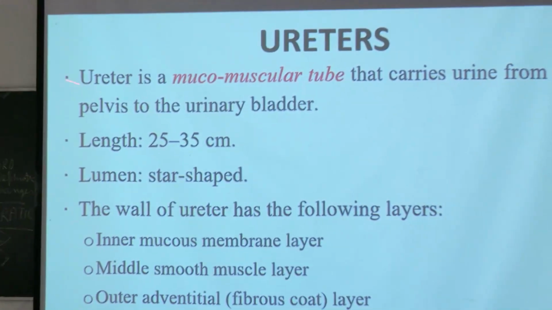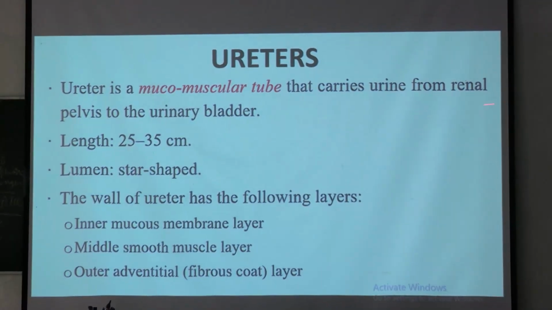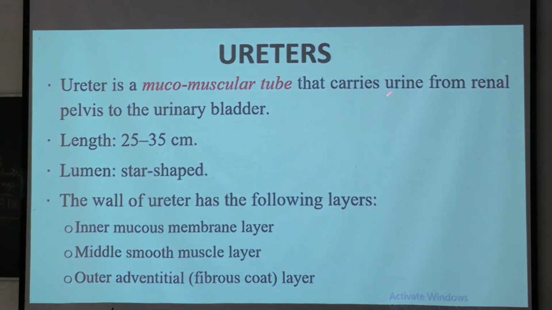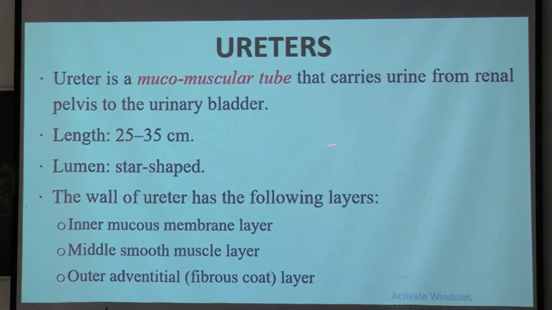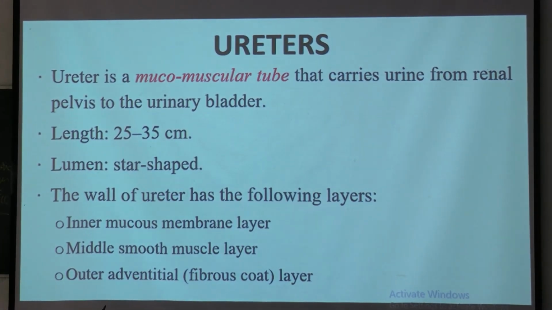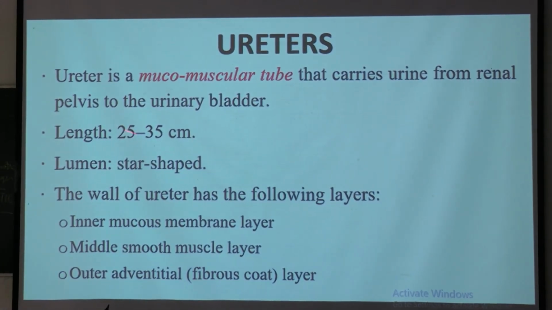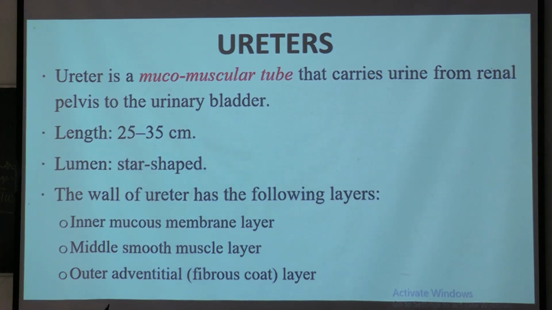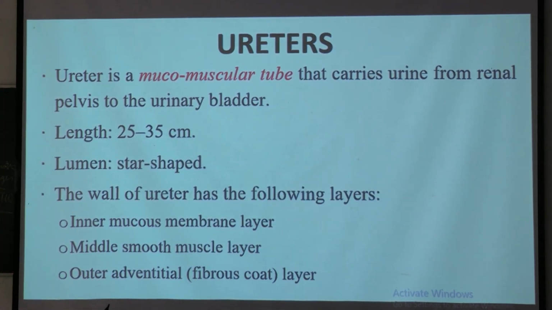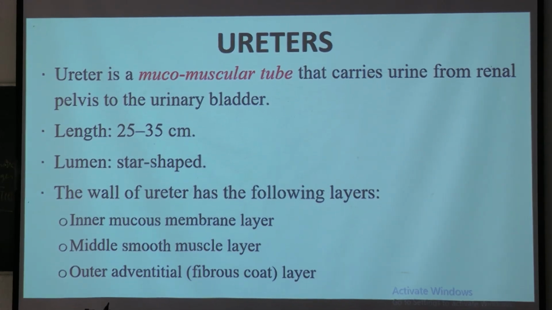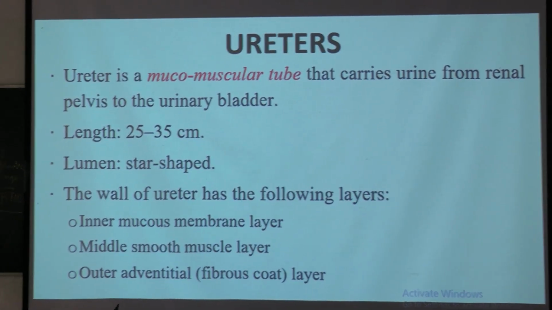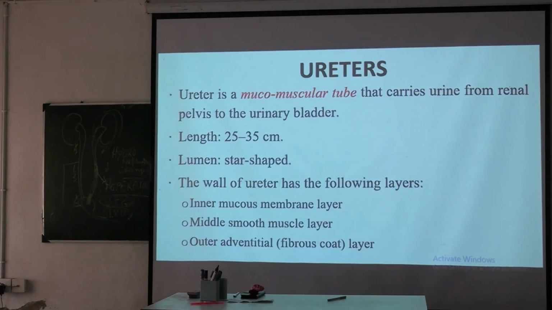Ureter is a mucomuscular tube that carries the urine from renal pelvis to the urinary bladder. The length of ureter is 25 to 35 cm. Here, these are the kidneys. From here, renal pelvis, ureters are arising. So these are the two ureters. These two are draining into the urinary bladder. From bladder, this is urethra. Through the urethra, urine comes out through the urethral opening.